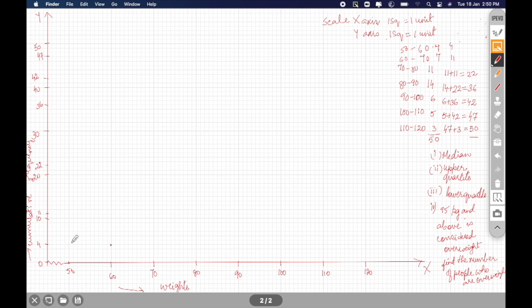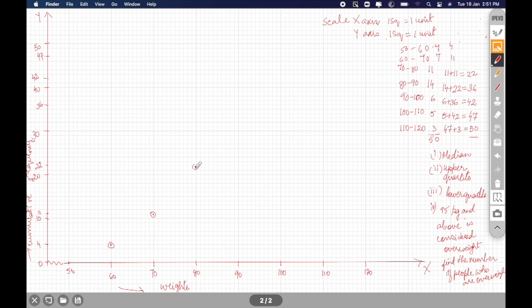Okay, you have to write each of these. Now the first point is plotted. Next, upper class limit 70 with cumulative frequency 11. So this is the next one. 70 here in the x-axis, and in the y-axis 11 is here. So corresponding to it, this is the second point.